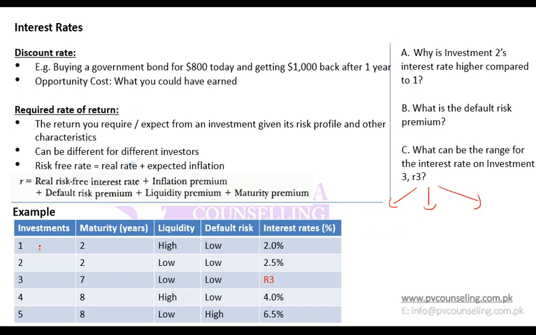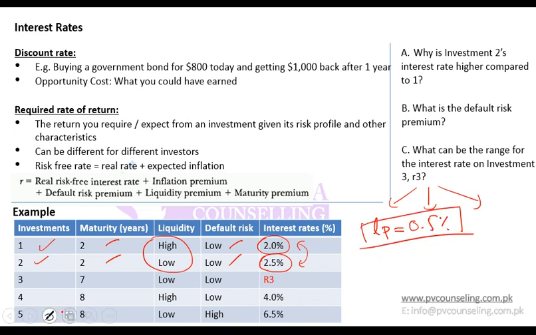So first of all, if you compare investment 1 and 2, then 1 has an interest rate of 2%, 2 has an interest rate of 2.5%, which means the whole of this premium is due to liquidity. Default risk is the same, maturity is the same, so all of this premium is due to liquidity, as all else is the same. So that means the liquidity premium is 0.5%.